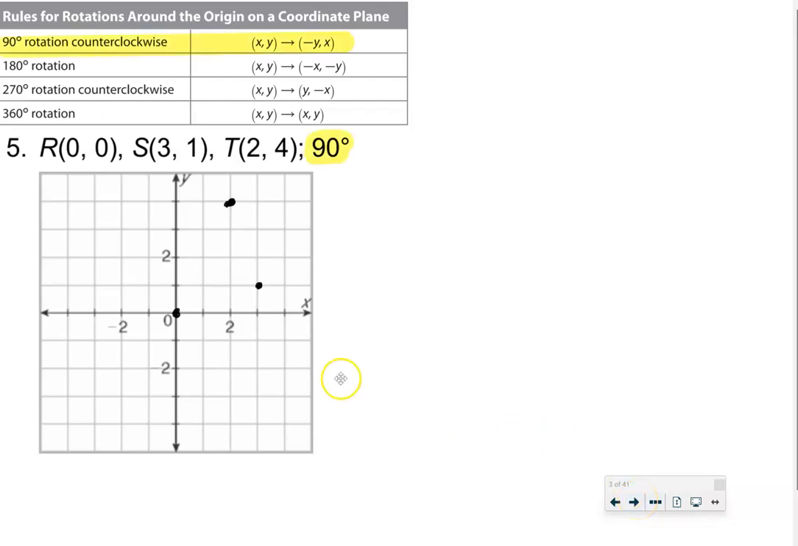Okay, so first what I did is I plotted the points. I plotted (0, 0), R. I also plotted over 3 up 1, S, and I plotted over 2 up 4, which is T. So I've got those plotted. And for some reason I didn't put the letters on there. My bad. But we've got R, we've got S, and we've got T right here. So that's the original shape. Now we're going to rotate it 90 degrees.